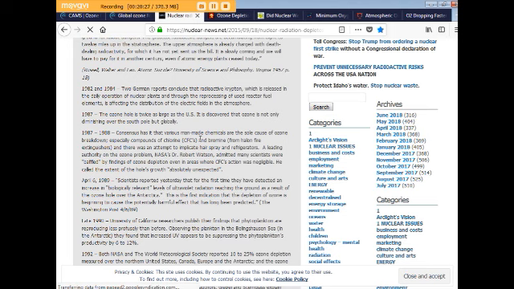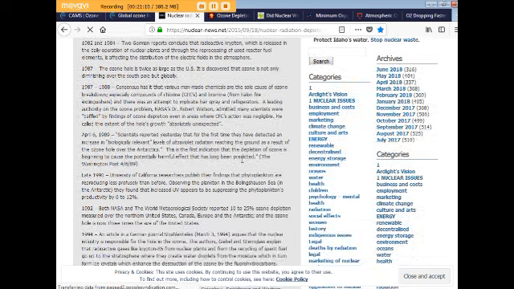1987 to 88, consensus has it that vaporous man-made chemicals are the sole cause of ozone breakdown, especially compounds of chlorine, CFCs, and bromine from halon fire extinguishers, and there was an attempt to implicate hairspray and refrigerators. A leading authority on the ozone problem, NASA's Dr. Robert Watson, admitted many scientists were baffled by findings of ozone depletion even in areas where CFC's action was negligible. He called the extent of the hole's growth absolutely unexpected.